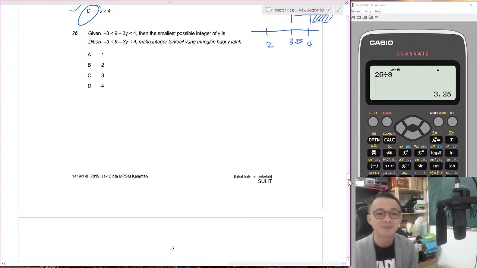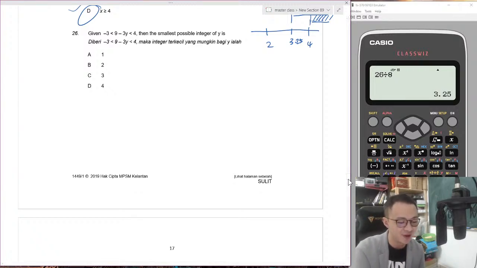Alright, so let's continue. Question 26. It's very easy. We just do them separately. Minus 3 less than 9 minus 3y, and then another one is 9 minus 3y less than 4. Right, solve one by one.